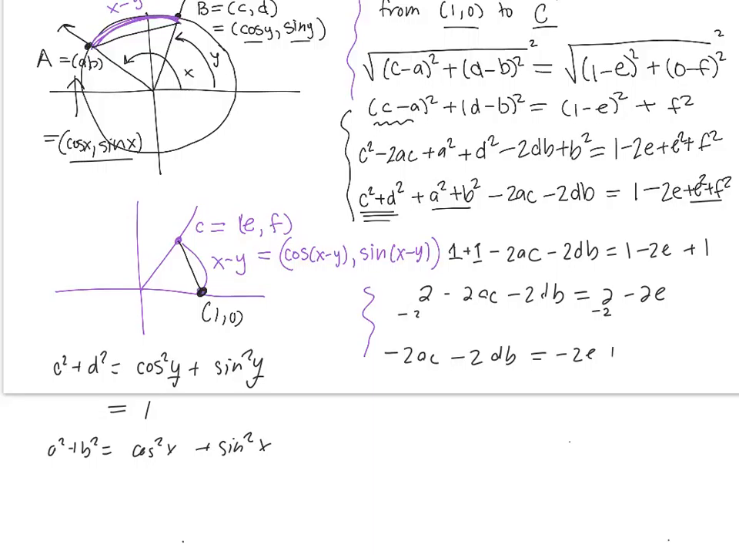Now couldn't you divide the whole business by negative 2? And you get ac plus db equals e. And the last thing to do is fill in what a, b, and c are in terms of sine and cosine. So what is a equal to in terms of cosine? A is cosine of x. C is cosine y. So that's cosine x times cosine y.